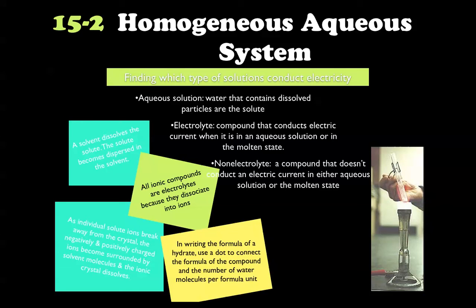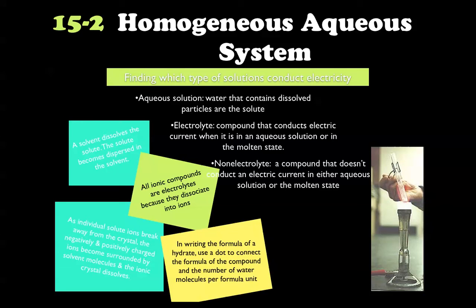So all ionic compounds are electrolytes because they dissociate into ions. So they break down into these things called the ions. And as individual solute ions break away from the crystal, the negatively and positively charged ions become surrounded by solvent molecules and the ionic crystal dissolves. So like in the picture, ions are breaking down and the crystals are being dissolved.